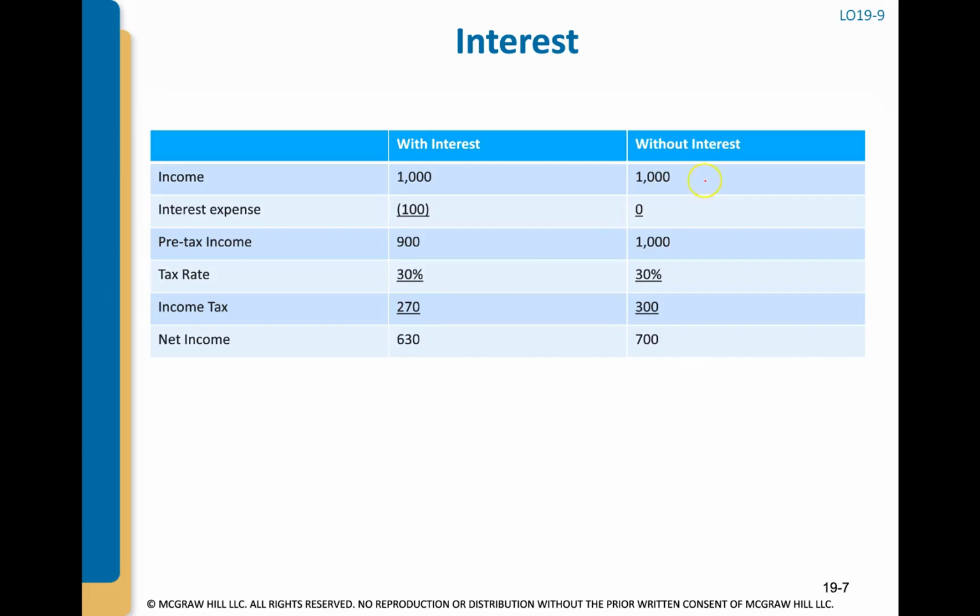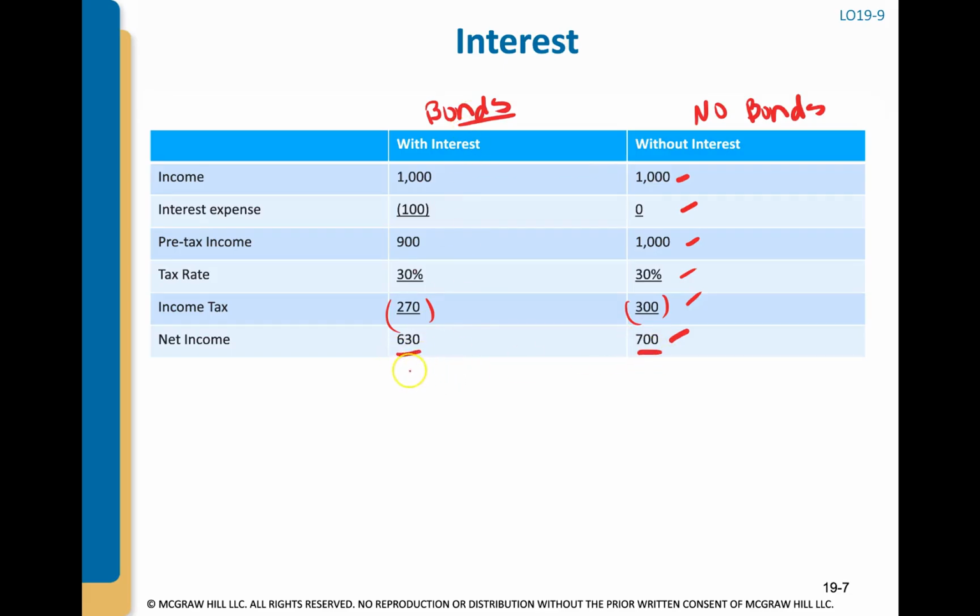Now let's look at that same example, except now we remove the interest expense from the calculation. This is like if the bonds are converted. You're not paying the interest on the bonds because the bondholder converted those bonds into common shares, so now you have no interest expense. I still have income of $1,000, $0 for interest expense, so my pre-tax is $1,000, tax rate is 30%, my income tax is 300. So when I take 1,000 minus my 300, my net income is 700.